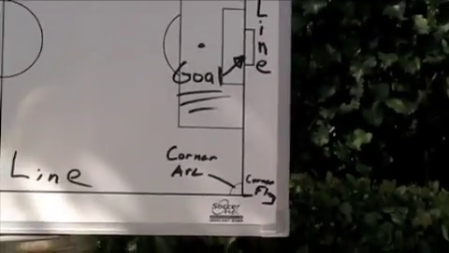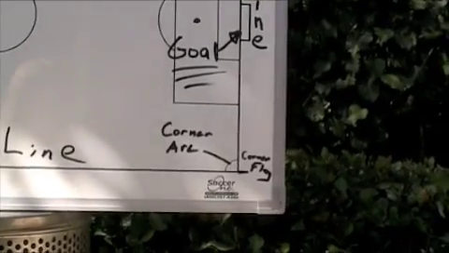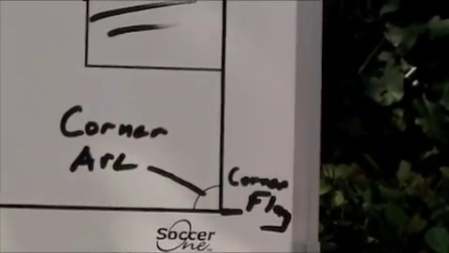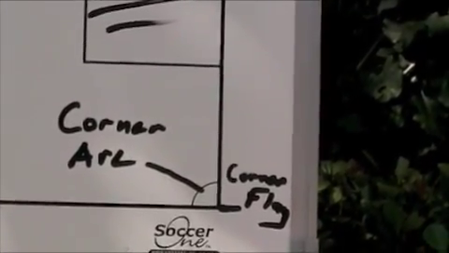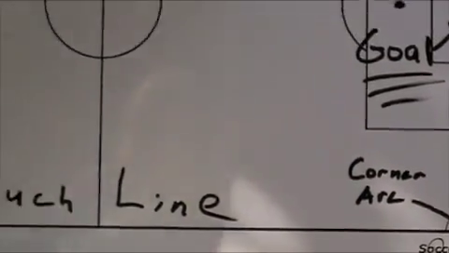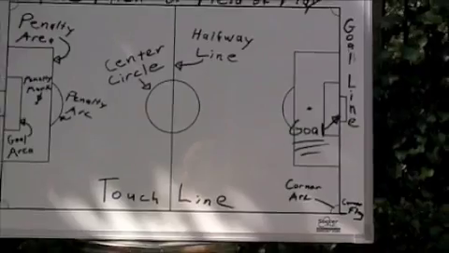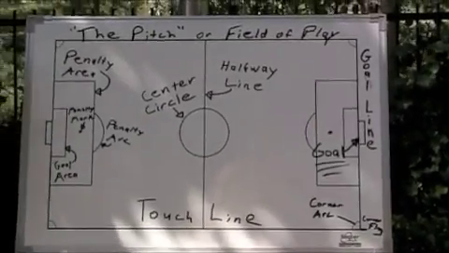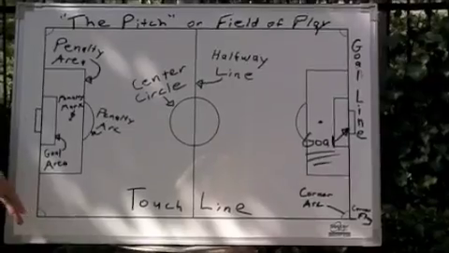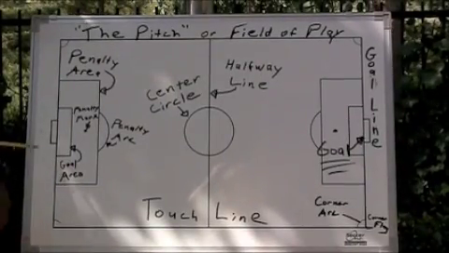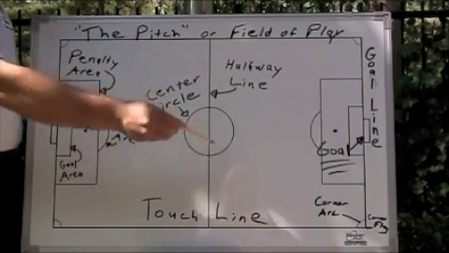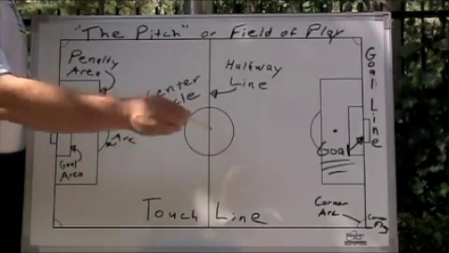And then also on some fields, typically not so much on our fields here in Region 57, but there could be flags at the halfway line, 1 yard back from the intersection of the center line and the touch line. Can be a center flag. We don't do it, but some fields do. So let's move here.